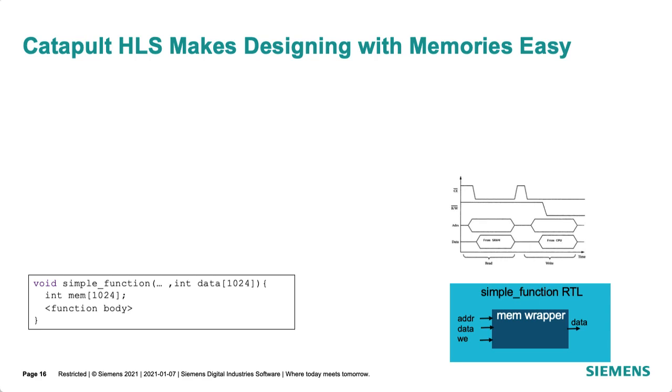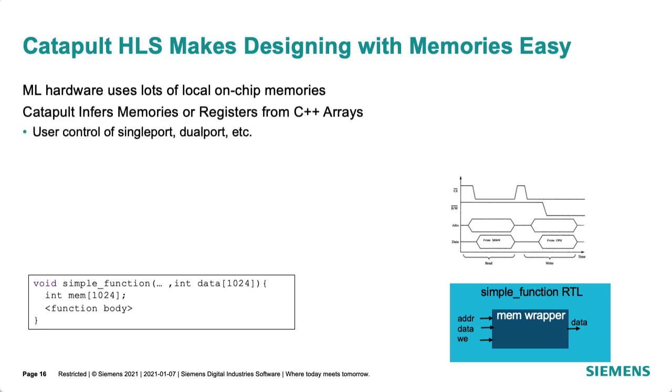Catapult high-level synthesis makes designing with memories easy. High-performance machine learning hardware will typically use lots of local on-chip memories in order to achieve performance requirements as well as reduce power consumption at the system level. Catapult can infer memories or registers from C++ arrays. The user has controls over the type of memory, such as single port or dual port.